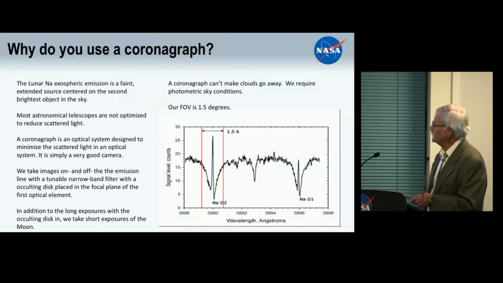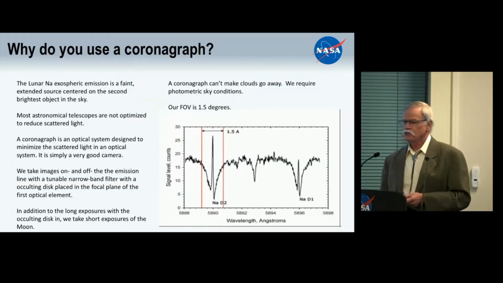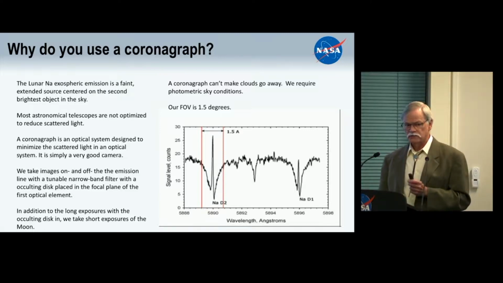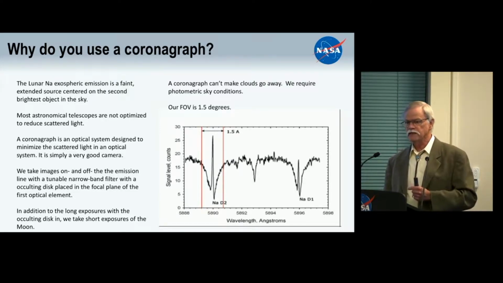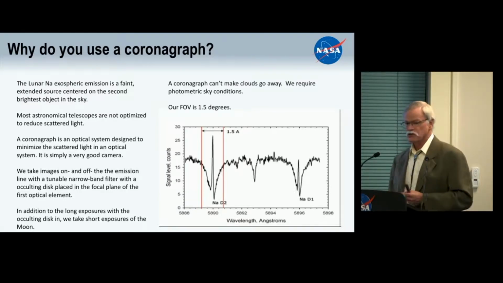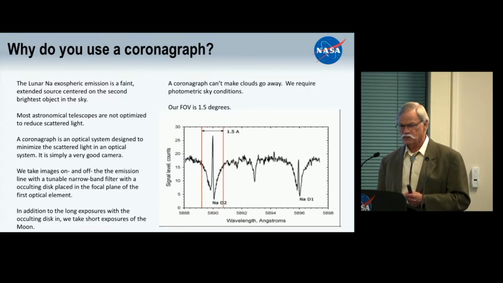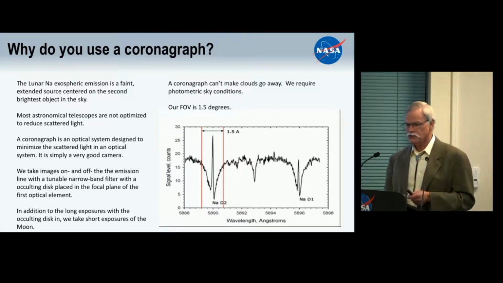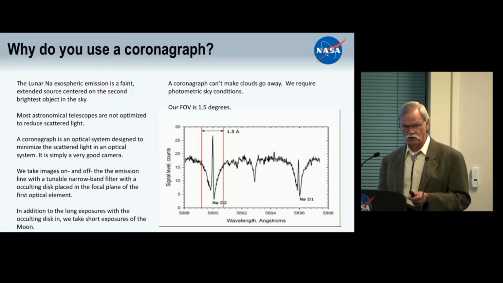Whoops, did I go backward? No, I didn't. Why do you use a coronagraph? Most of you don't come out of astronomy, so you may not know what a coronagraph is. But your observational problem is that you have an extremely faint, largely extended emission right next to the second brightest object in the sky. That's our problem. We'll see a picture in a few minutes. Most astronomical telescopes are not optimized to solve the scattered light problem.